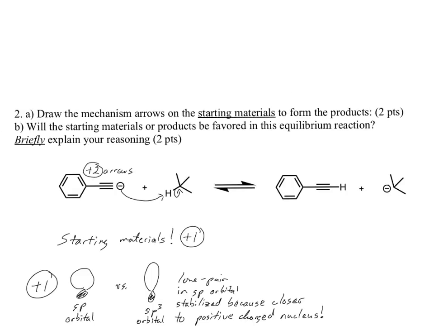All right, number 2 says draw the mechanism arrows on the starting materials. So these are the starting materials on the left to form the products. So the mechanism arrows, nucleophile, electron density, that's where the arrows start.